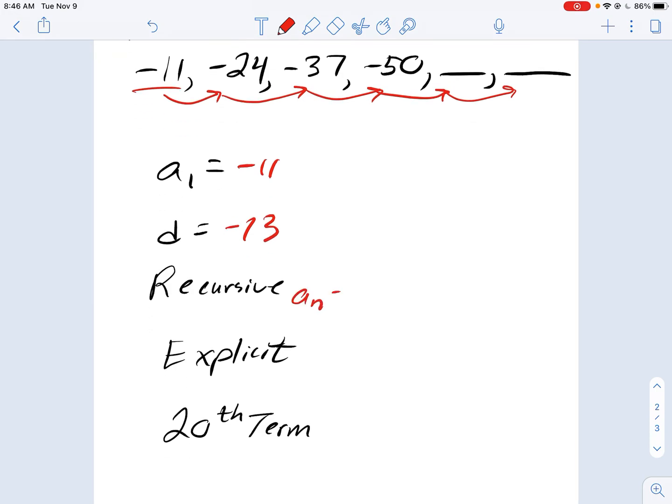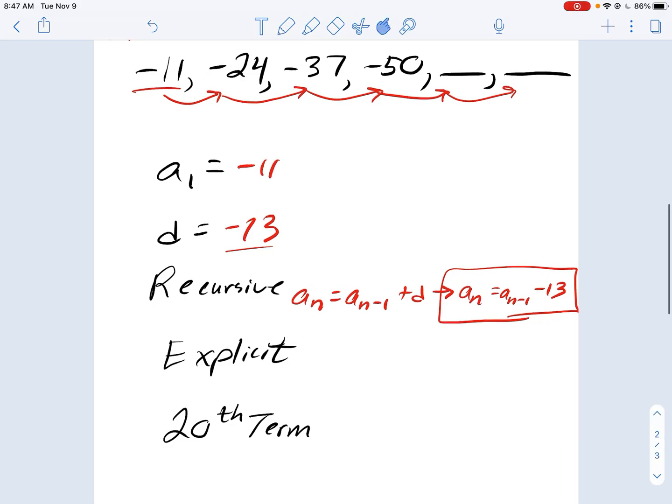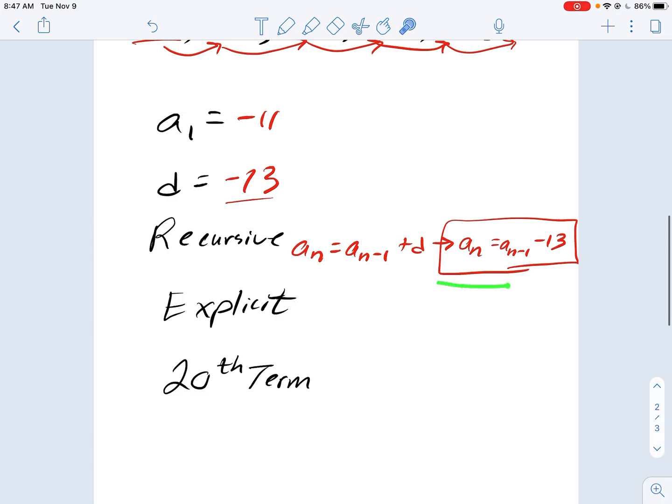Our recursive formula, once again, a sub n is equal to a sub n minus 1 plus D. All we have to do is plug in the common difference. So this will be A sub n is equal to A sub n minus 1 minus 13 for our final answer for recursive. Some students will be pleasantly surprised to hopefully make quick corrections on some of these because you did recursive and explicit formulas incorrectly by just accidentally putting this one here. You accidentally put this one as the explicit. So that'll be easy corrections hopefully to make.